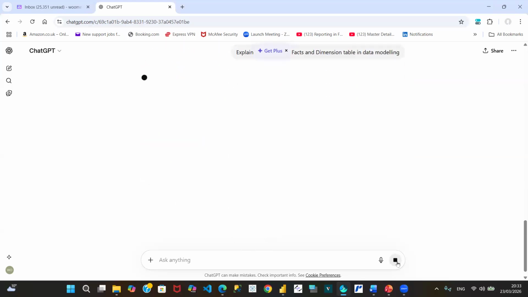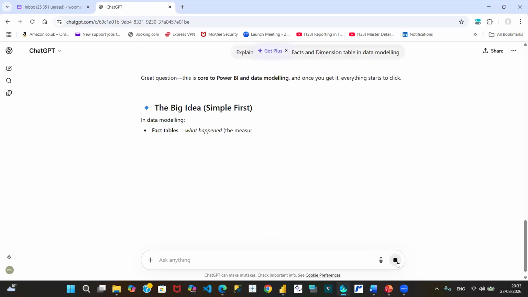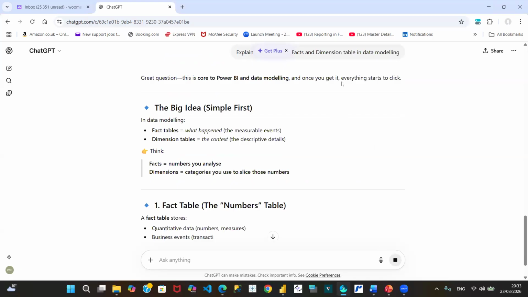Okay, let's see how ChatGPT would put it. It says, great question. This is core to Power BI and data modeling, and once you get it, everything starts to click. Okay, the big idea, simple first.